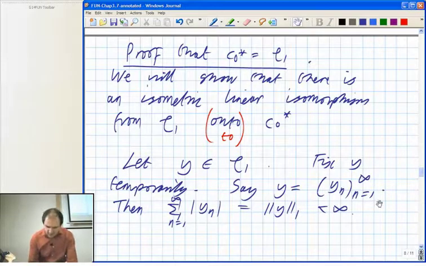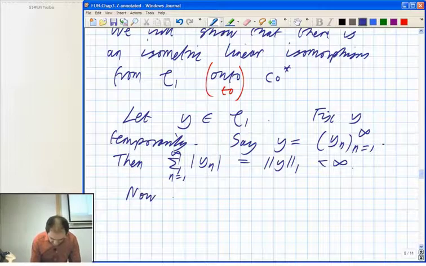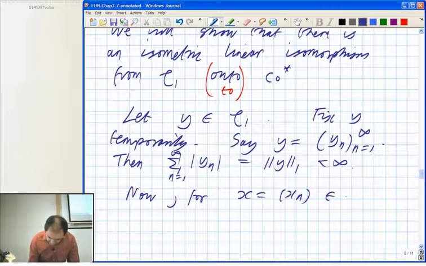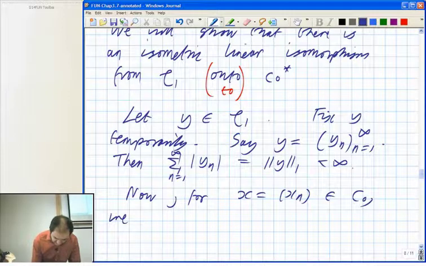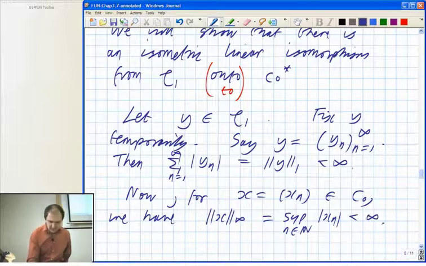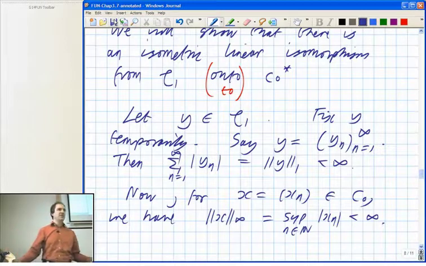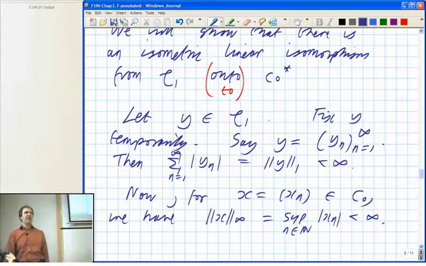Now, we're fixing y for the moment. Now, for x equals xn in C0, we have norm x infinity equals the sup over natural numbers of mod xn is finite. That's the norm on C0. Convergent sequences are bounded. In particular, null sequences are bounded.